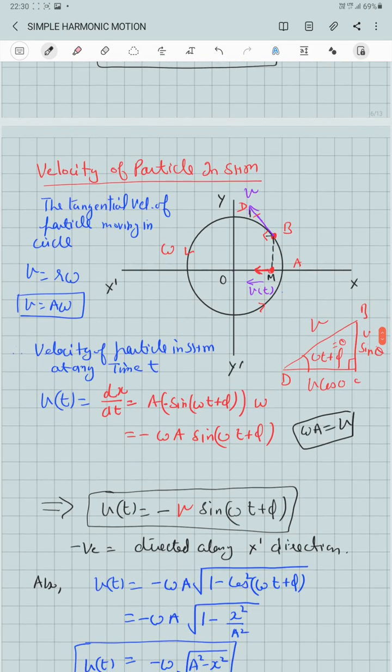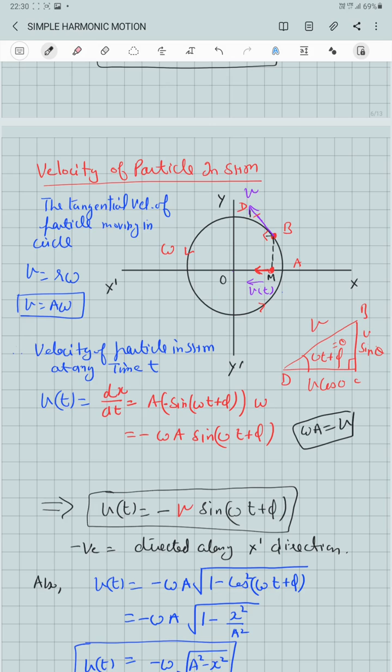The negative sign in this equation indicates that when the particle is describing its motion from point A to B, its projection is moving from X to X dash axis, that is, towards the negative direction. So that's why the negative sign is there.